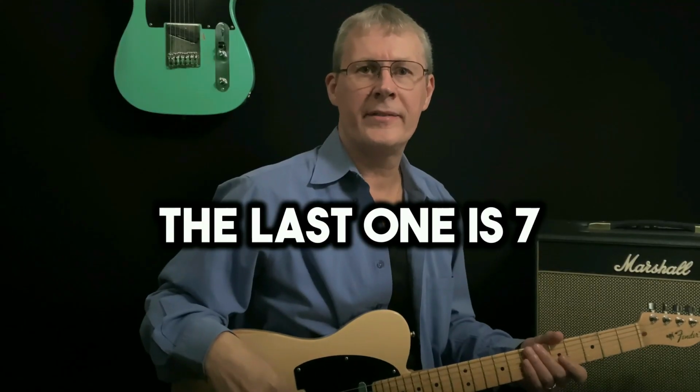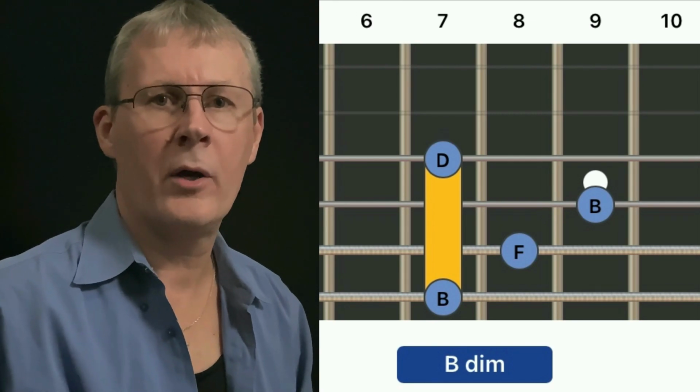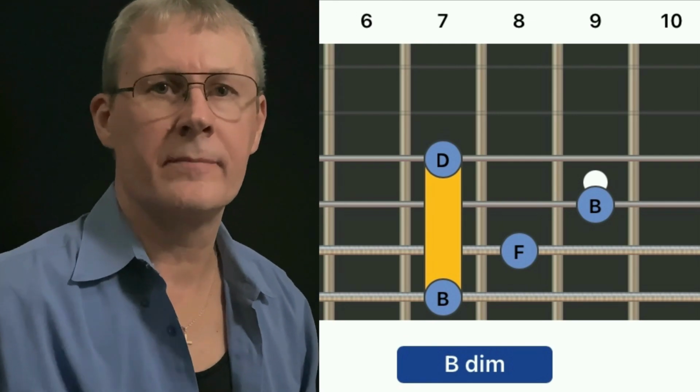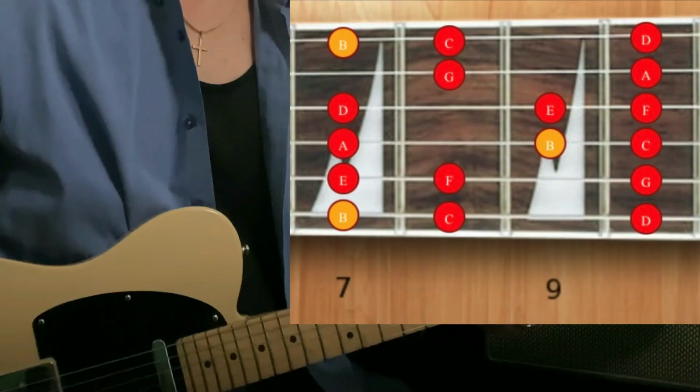The last one is 7. Technically, it is a B diminished chord, so I'm not using a bar chord like we did 1 through 6. But starting on the 7th fret, the B Locrian mode scale pattern looks like this.